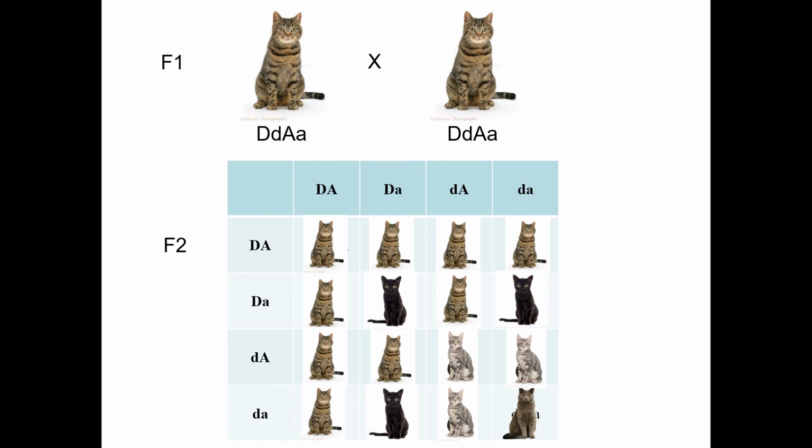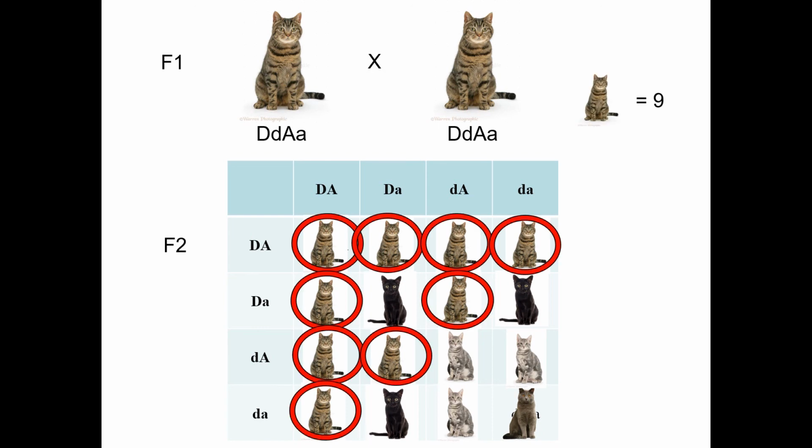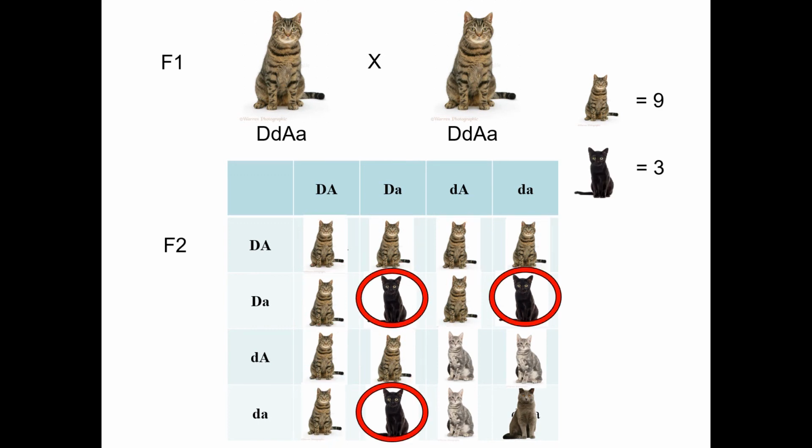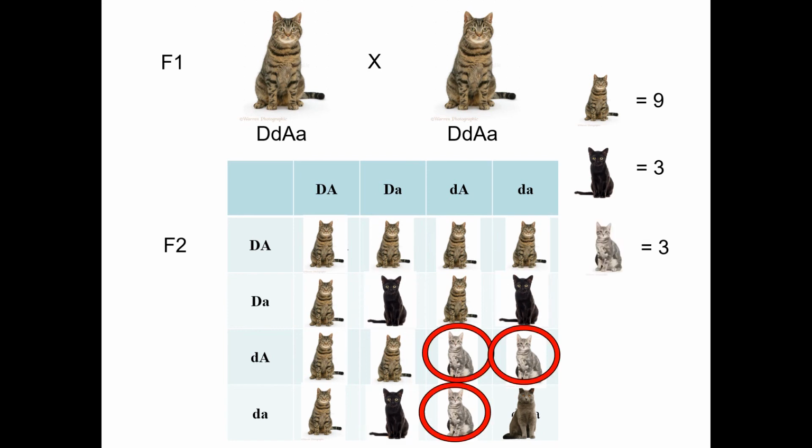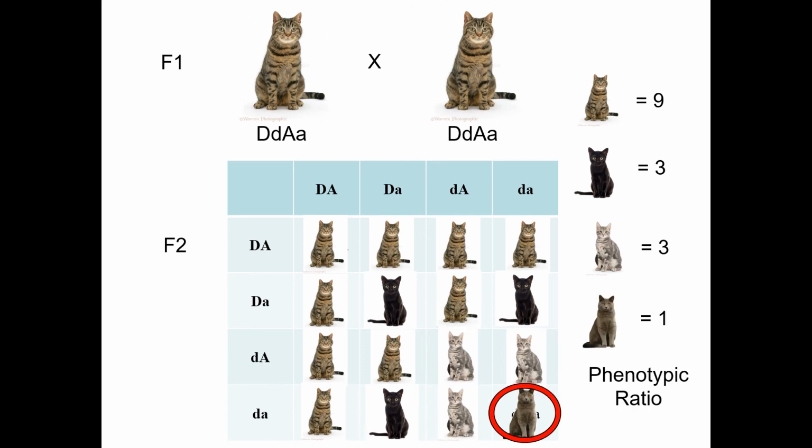If we think about cats that look like the dominant parent, there are 9 of them. Here they are circled. If we think about cats that look like the black solid phenotype, there are 3 of those. There are also 3 cats that are dilute tabby, and there's 1 cat that's solid dilute. This gives us a 9 to 3 to 3 to 1 phenotypic ratio, and this is the standard ratio for a dihybrid cross. Now the genotypic ratio is a little bit different.